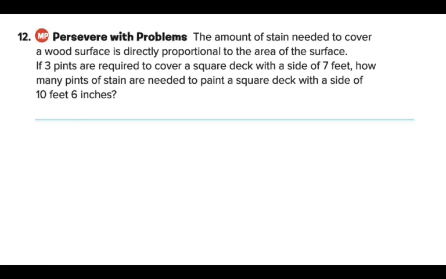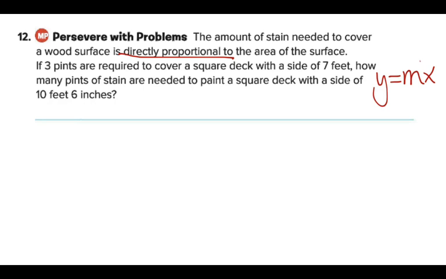Okay, number 12. The amount of stain needed to cover a wood surface is directly proportional to the area of the surface. So again, that means y equals mx is going to be our equation. Okay, so the minute you see directly proportional or varies directly, we know it's going to be y equals mx. Let me make that a little more clear.